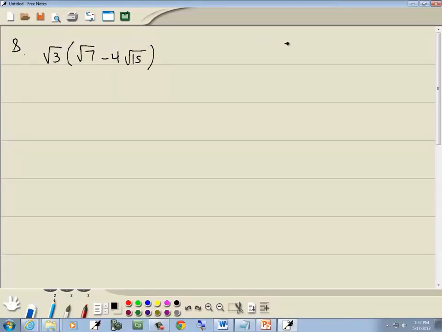Remember when we had problems earlier in algebra that looked like this? And we used a distributive property? We used a distributive property because the 3 is right next to parentheses, which indicates multiplication. And we took the 3, and we multiplied it times the x, and we multiplied it times the negative 2. Well, this is no different. The fact that we have this radical next to the parentheses indicates multiplication. So we're going to take the square root of 3 times the square root of 7 and times this negative 4 square root of 15.